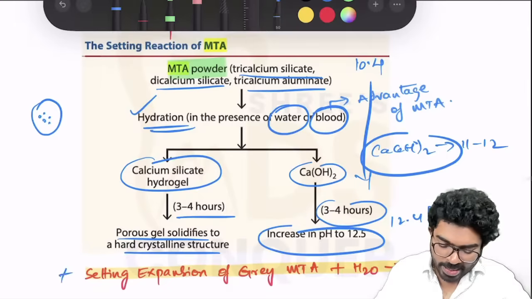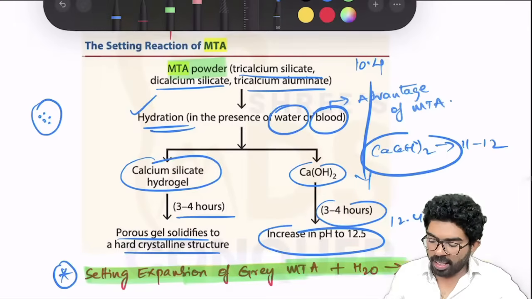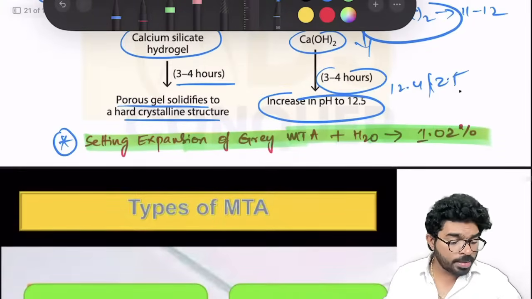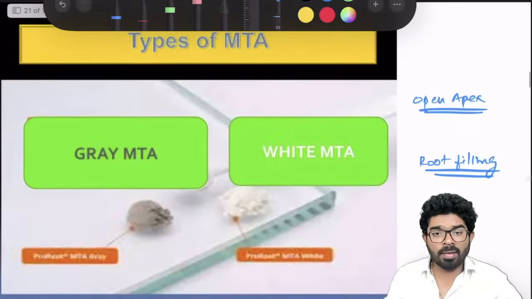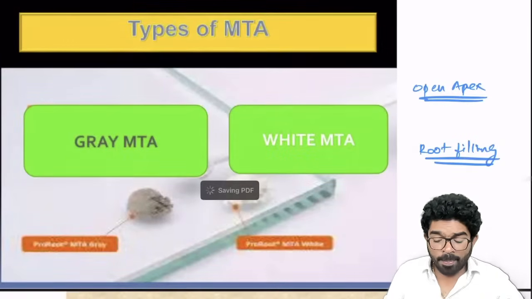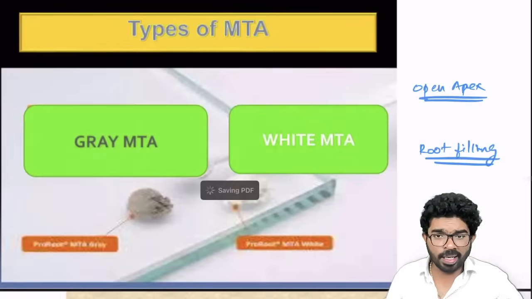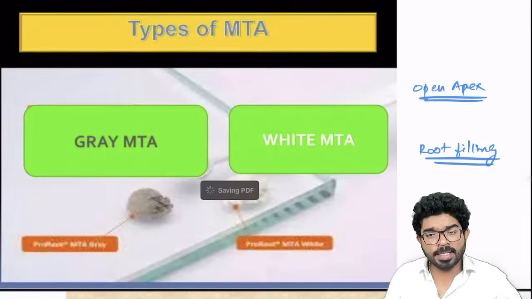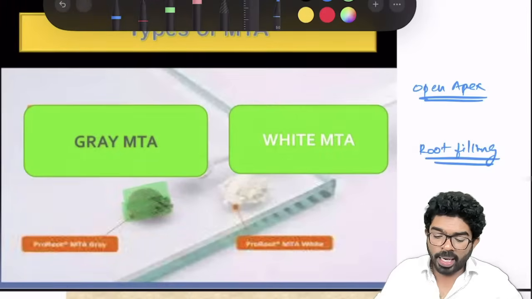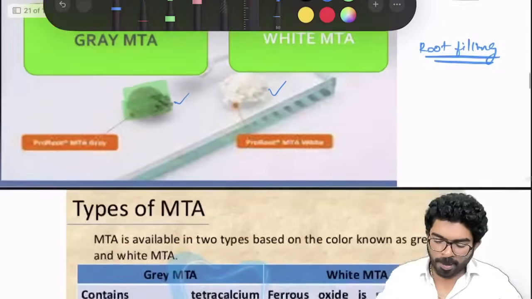The other important INICET repeat that you have to take notice of: the setting expansion of gray MTA in the presence of water is 1.02 percent. So in the future, you can see gray MTA. This is gray in color, so gray MTA is basically associated with discoloration. It contains aluminoferrate, which is removed from gray MTA, converting it into white MTA. So this is a gray MTA, white MTA diagram-based question.